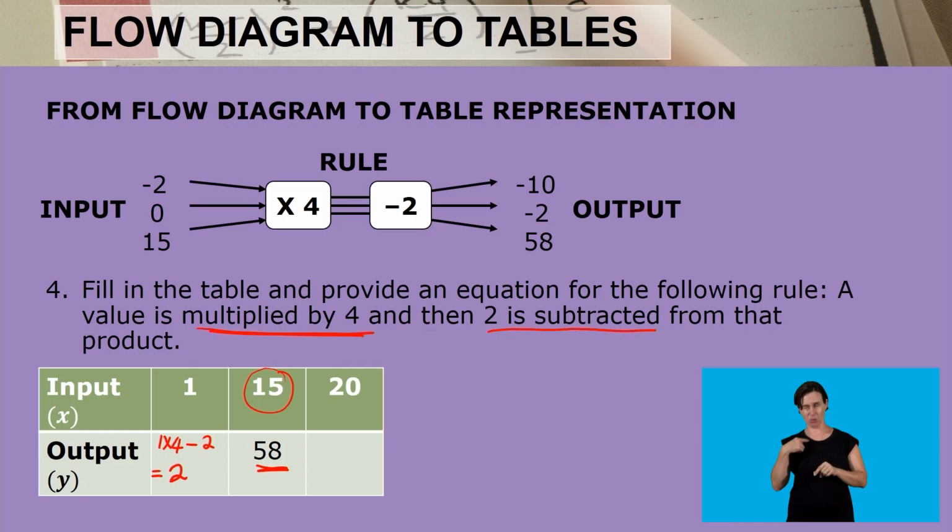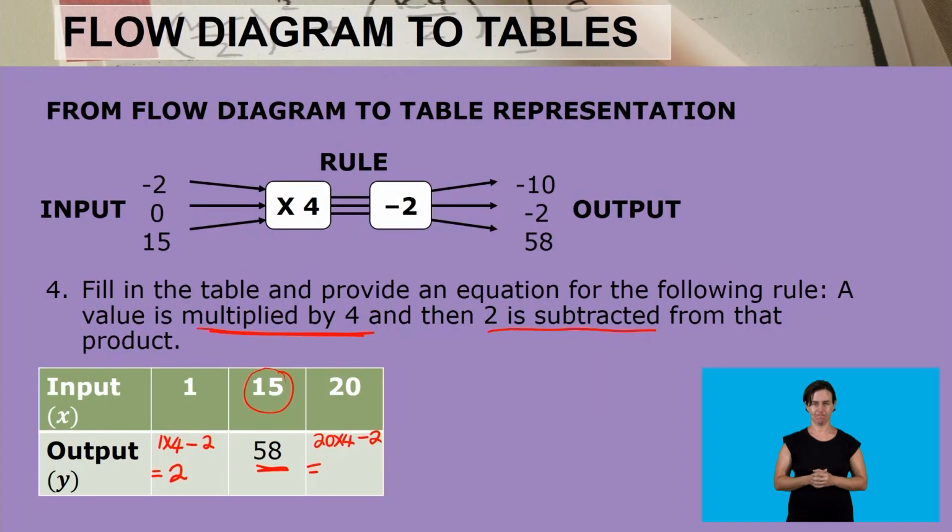So the input value of 20, we are going to take that 20 and multiply it by 4 and subtract 2. Now 20 multiplied by 4 is going to give us 80, and when we subtract 2 from that 80, that is going to give us an answer of 78.